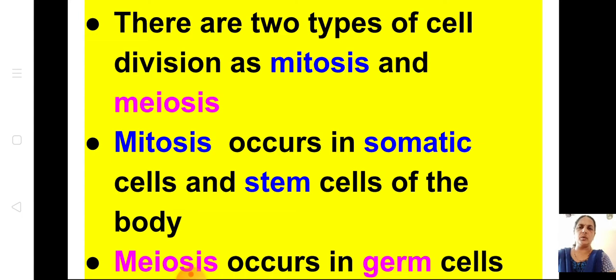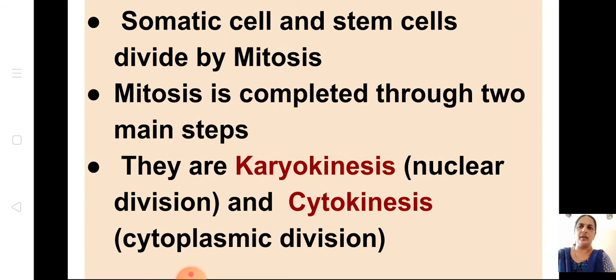Already we have learned there are two types of cell division. One is mitosis and the second one is meiosis. Mitosis occurs in somatic and stem cells and meiosis occurs in germ cells. This explanation I have given you in the previous video itself. Mitosis is completed by two main steps. What are the two main steps? Karyokinesis and cytokinesis. Karyokinesis means nuclear division and cytokinesis means cytoplasmic division.